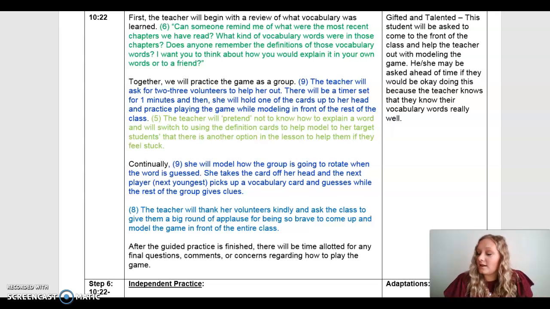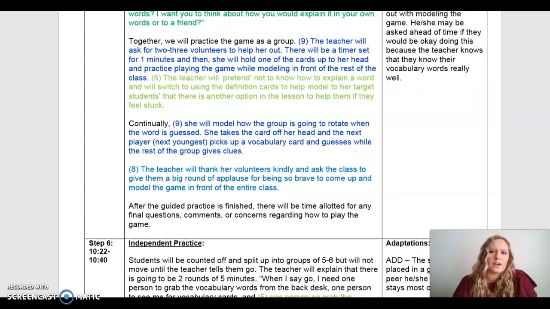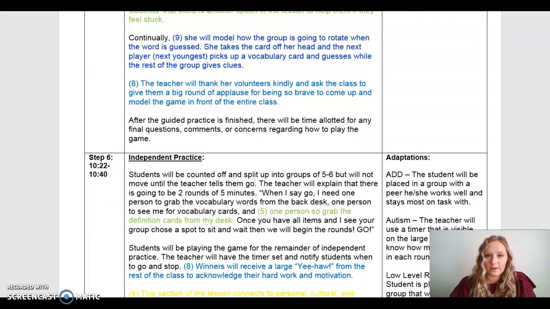Okay, and then number 8, once again, the respect and rapport with students. I'm going to kindly ask for volunteers, give them a big round of applause as a class for being so brave and telling the whole class that this is a really big deal that they came up. It's awesome for them to be able to do this in front of the entire class. Everyone will give them a big round of applause, and I think that's a really good way just to give that respect and show those students that they were brave and they did something that not everyone can go up there and do.